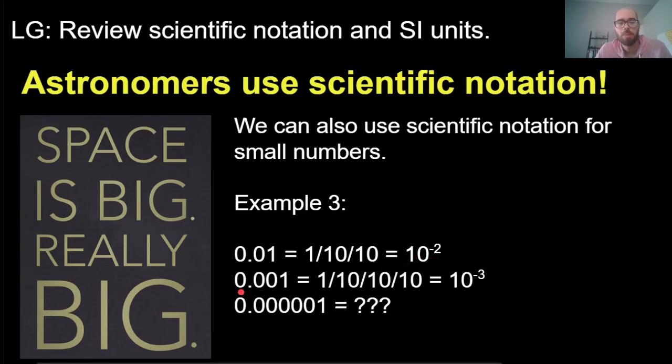For 1,000th, we've got 1, 2, 3 decimal places that we would need to move the decimal place over. So we've got to divide by 10 3 times. We're going to do 1 divided by 10 divided by 10 divided by 10. That's equal to 0.001, or 10 to the power of negative 3.